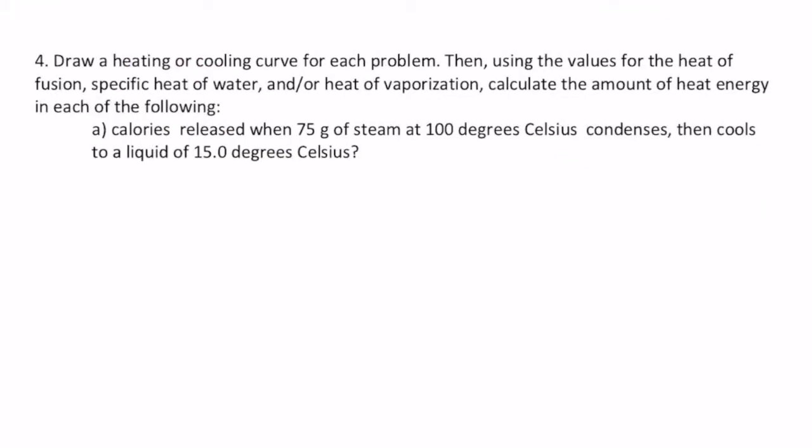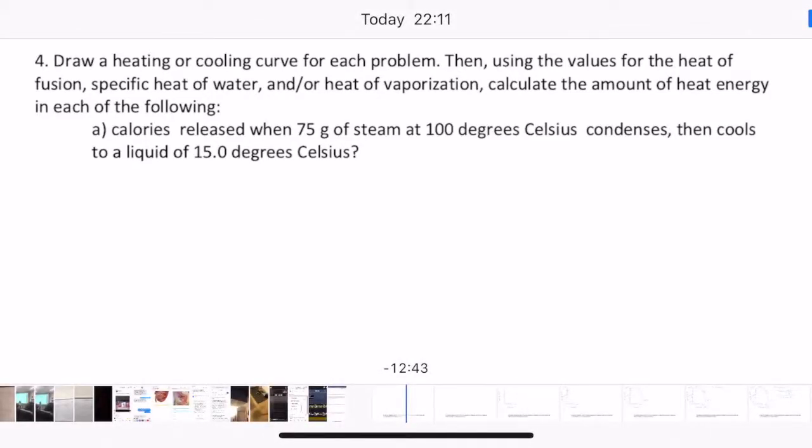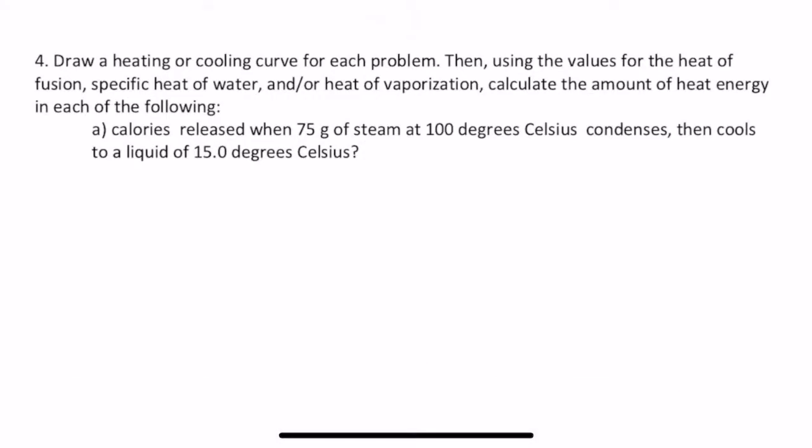So number 4. Draw a heating or cooling curve for each problem. Then, using the values for the heat of fusion, specific heat of water, and/or heat of vaporization, calculate the amount of heat energy in the following. So basically, you got to know which problems you're working with and which formulas you're going to need. Calories released when 75 grams of steam at 100 degrees Celsius condenses, then cools to a liquid of 15 degrees Celsius. So what problem are you working with? You got to ask yourself that question. If you don't ask yourself that question, then you're not going to know what you're supposed to do.